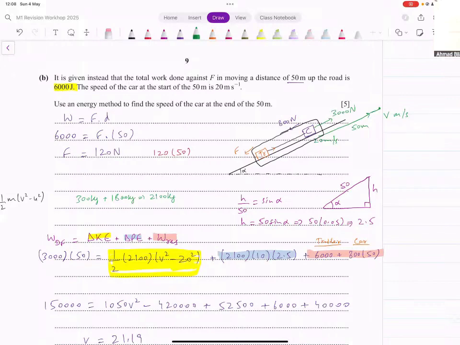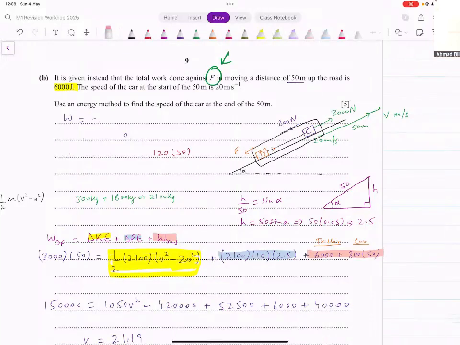Similarly, for potential energy, you find the change in height. How do you do that? Making this right angle triangle, the hypotenuse is 50. What's the height going to be? You can find that using sine. And that gives you the change in potential energy. And then work done against resistance. What's the work done against resistance going to be? They have given us the work done against the force F.